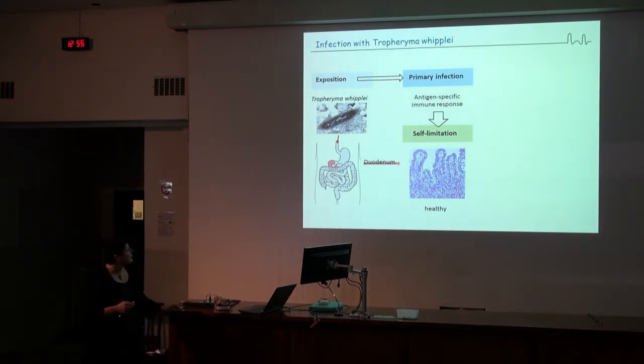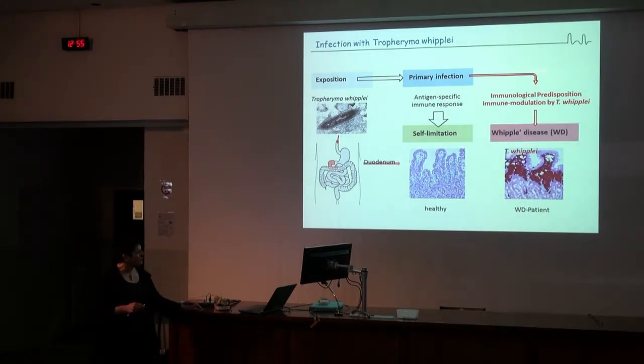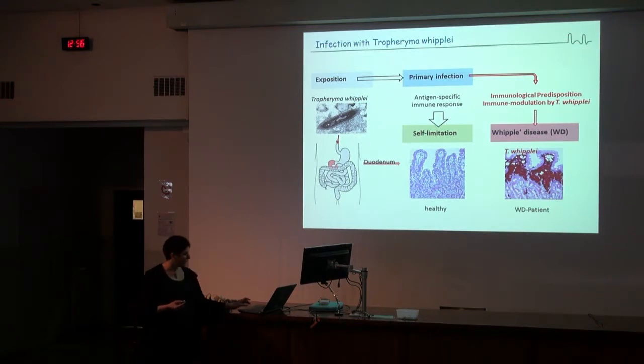So the model for the infection with Tropheryma whipplei, which is common, is that you have an acquisition of the pathogen and that it enters the intestine. Most people get some kind of familial infection, probably in childhood. They develop an antigen-specific immune response, which leads to self-limitation of the infection, so that the people stay healthy and are able to defend against the pathogen. But in some patients there might be an immunological predisposition, the immunization by Tropheryma whipplei itself is so strong that they develop Whipple's disease, the chronic infection, where the bacteria get the opportunity to spread through the whole body and to proliferate massively.